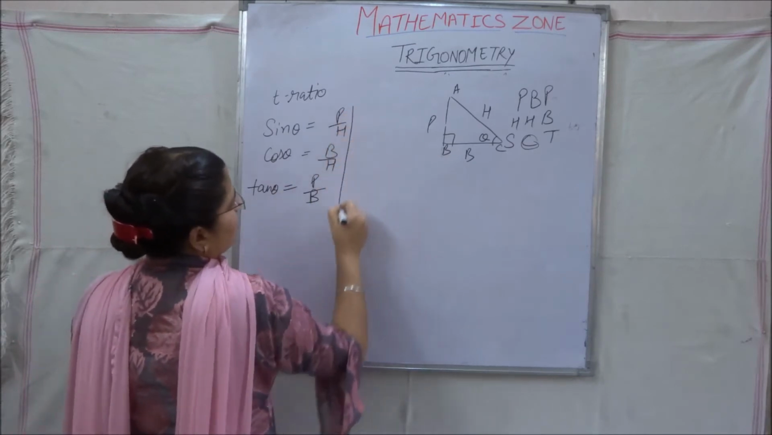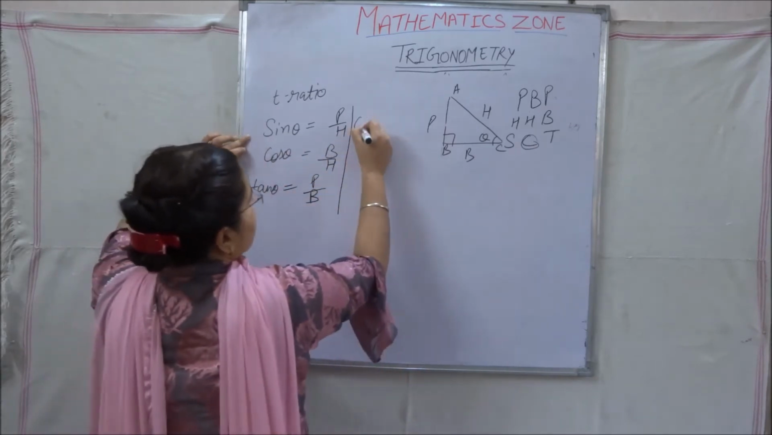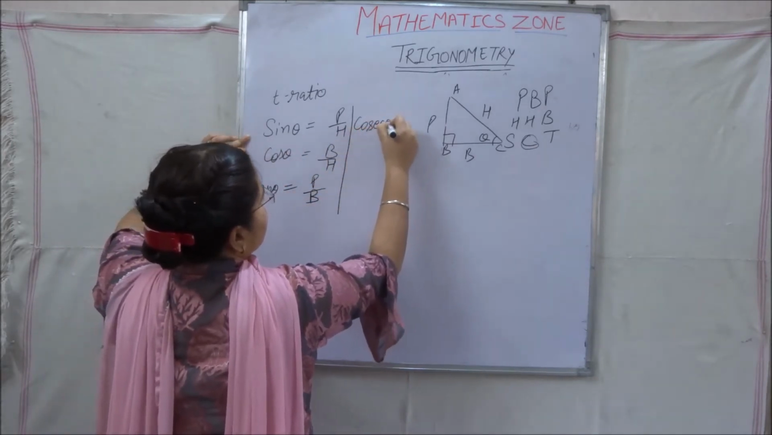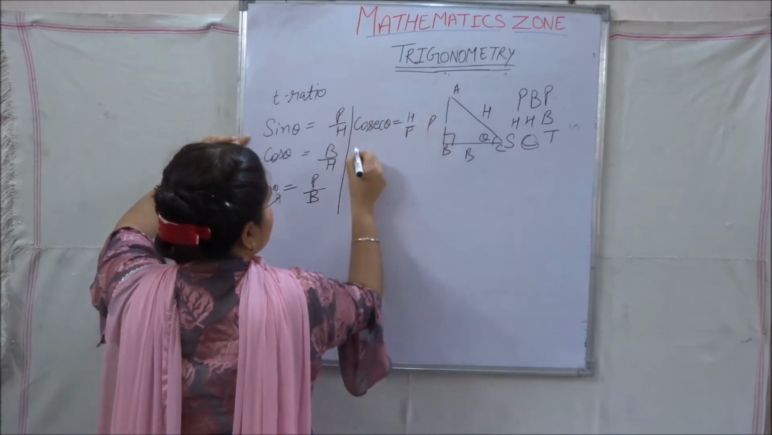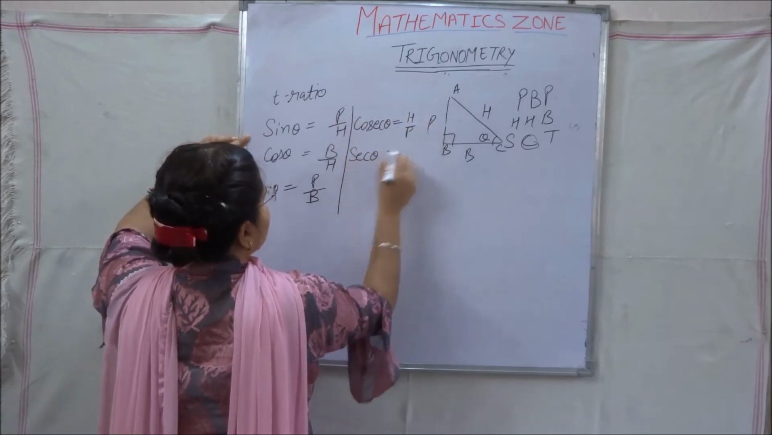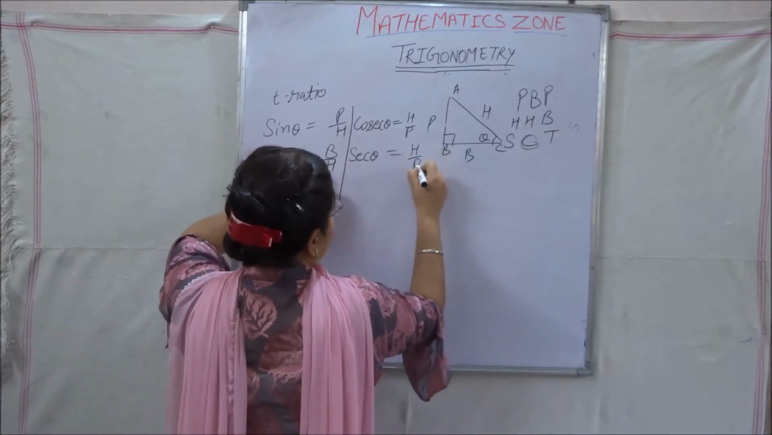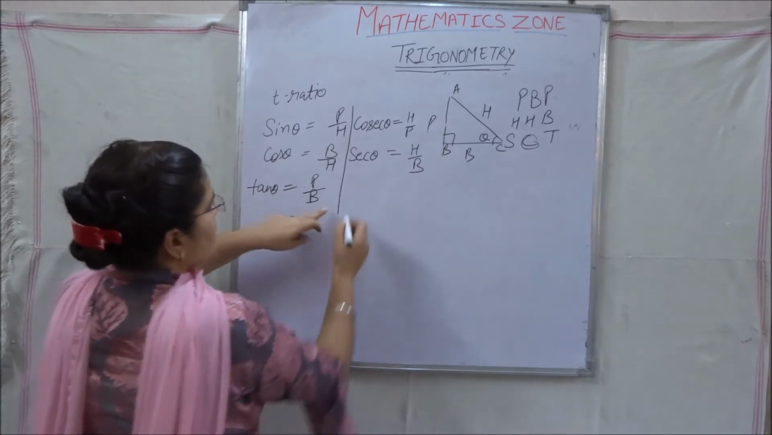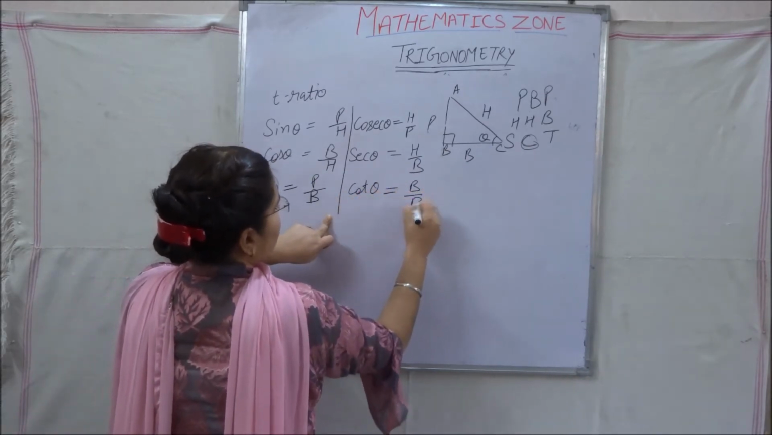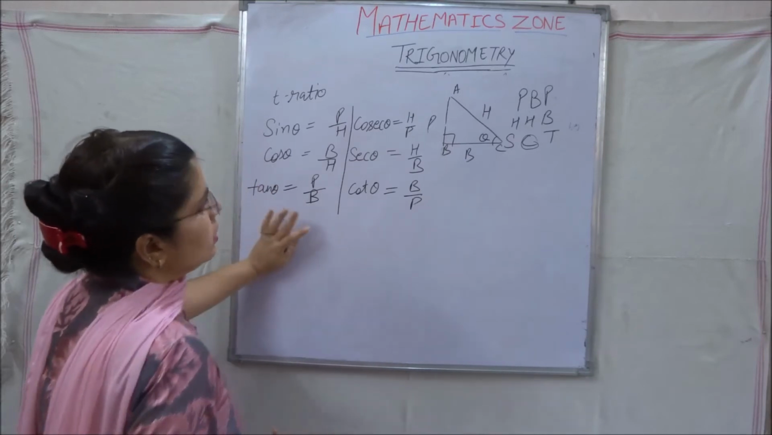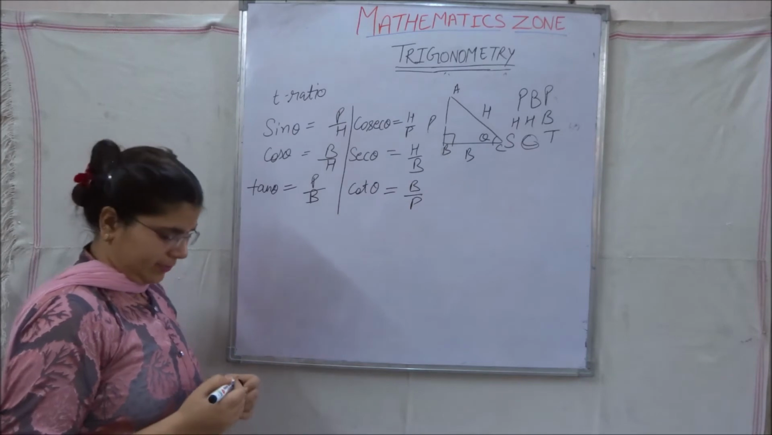Now the rest of the three T ratios will be reciprocals of these. Cosecant theta is equal to H upon P. Secant theta will be the reciprocal of cos theta, so it will be H upon B. And cot theta will be the reciprocal of tan theta, that will be B upon P. So these are the 6 T ratios of trigonometry.